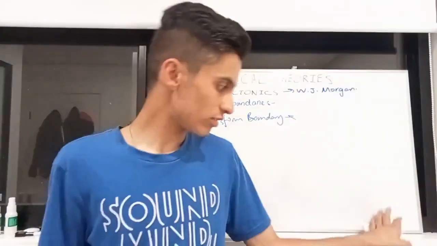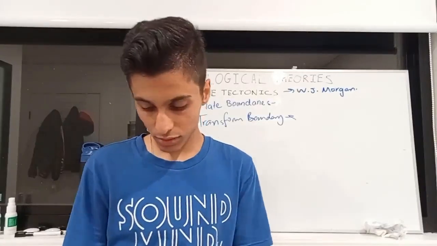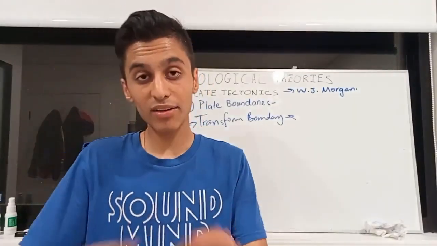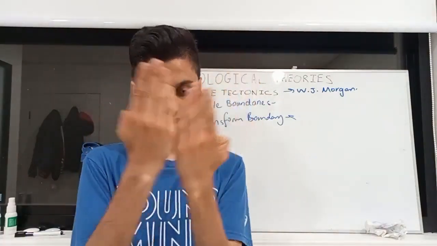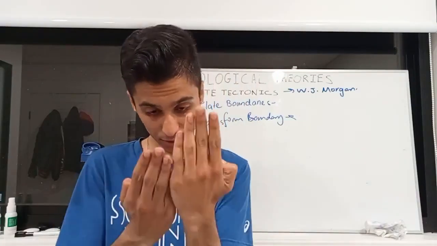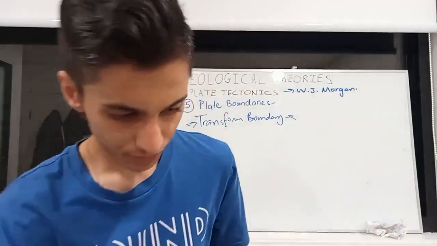Transform boundaries, unlike divergent and convergent, are different because this is where two plates are sliding parallel to each other. So if I have two plates, these are my two plates, they're going to be sliding like this. And they're going to be doing this in opposite directions. So if one's moving up, the other's going to go down.